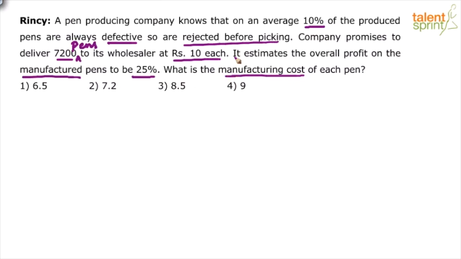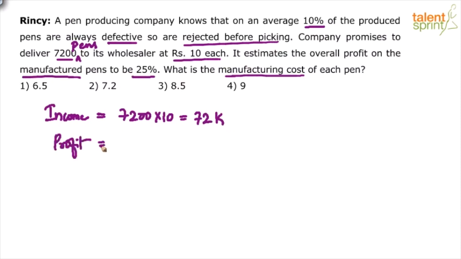Now first and foremost, understand what will be the income of the company. Income is equal to price into quantity. The company has promised to sell 7,200 pens to this wholesaler at rupees 10 each. So their income will be 7,200 into 10, which is 72,000, right? The company is estimating a profit of 25%.